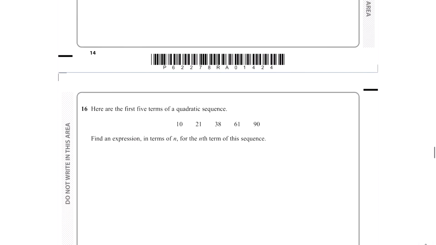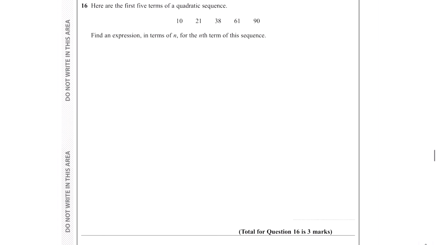Moving on to question 16. Here's the first 5 terms of a quadratic sequence. So in terms of a quadratic sequence, you need to understand why we do some of the stuff we do. So a quadratic is written in the form an squared plus bn plus c.